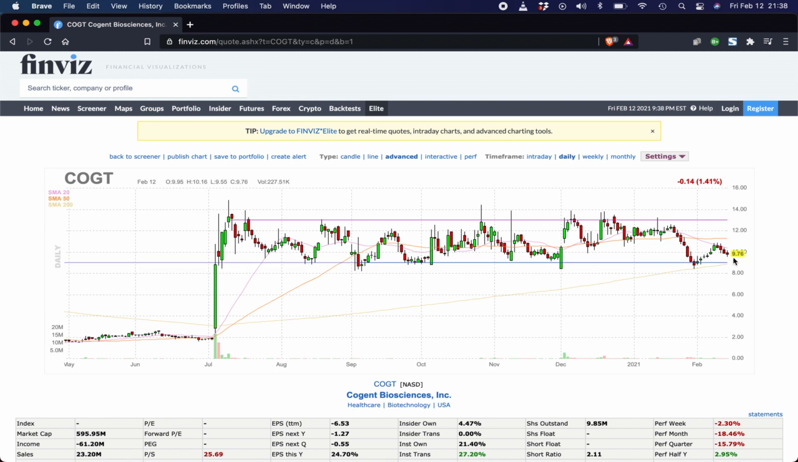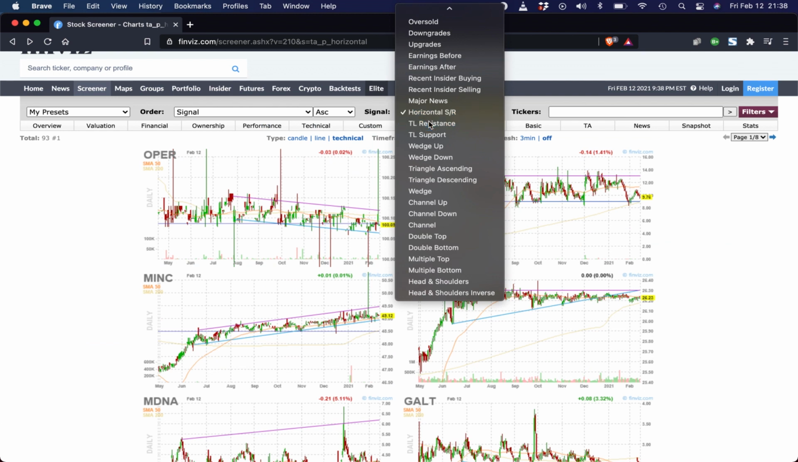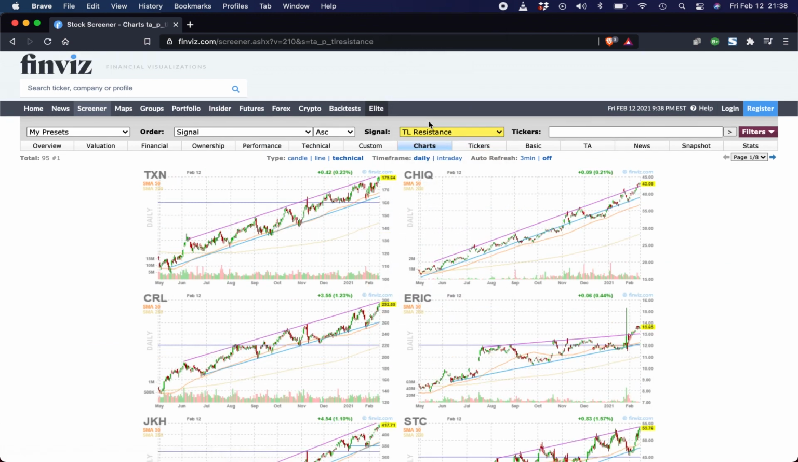So again, the resistance is at let's say $13. So from $9 to $13, you have a $4 potential profit. Again, you can go long once it hits the support line. Let's look at trend line resistance. So this is showing all the stocks that are near the trend line resistance.